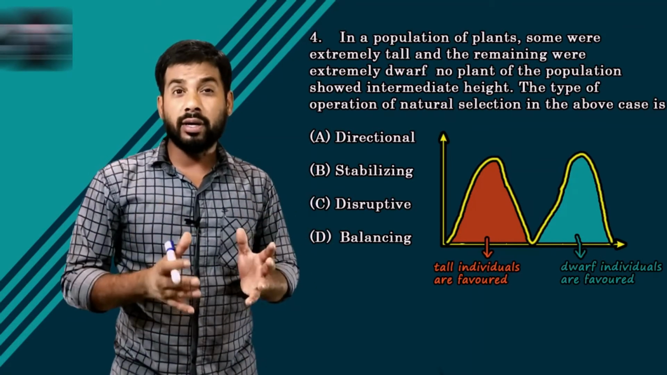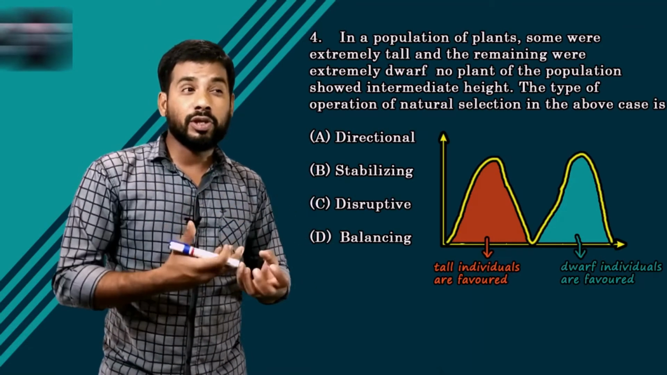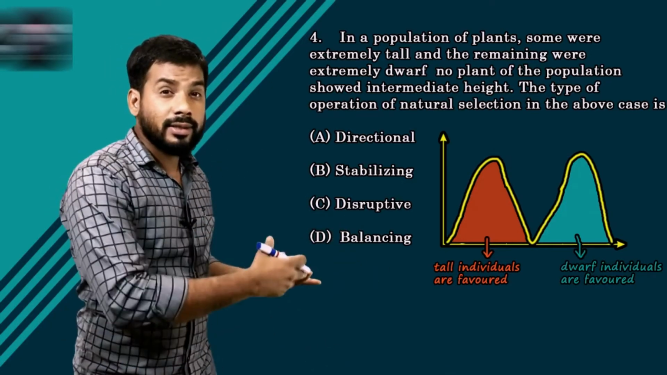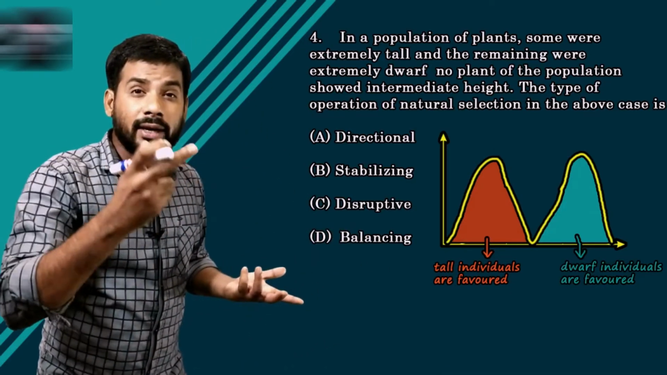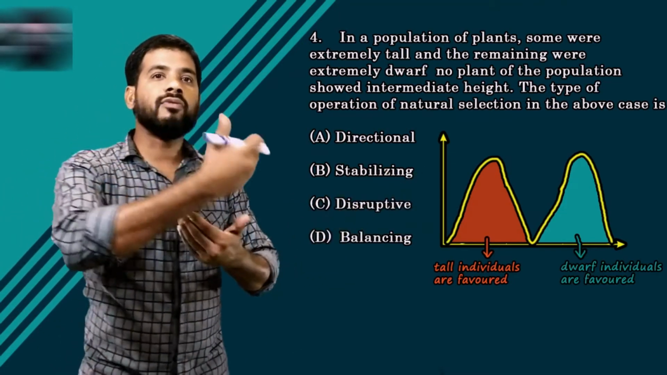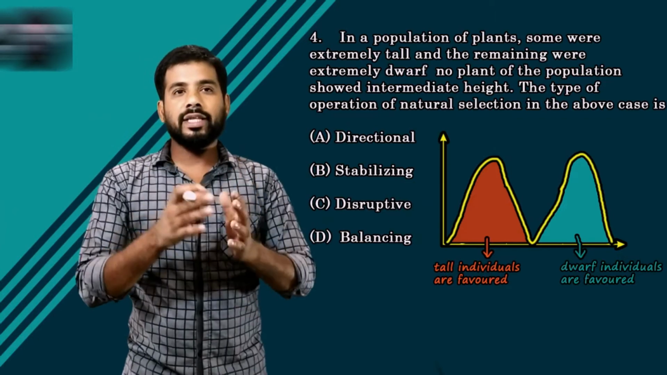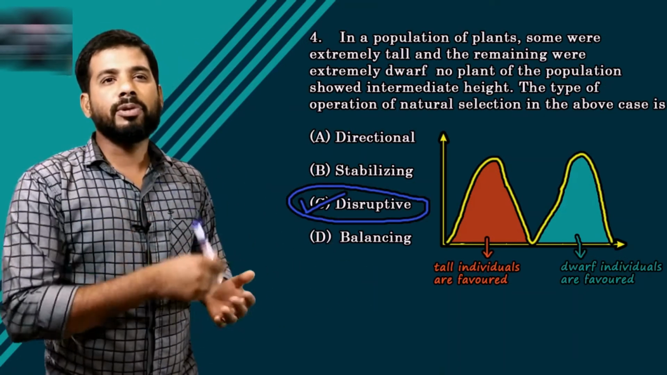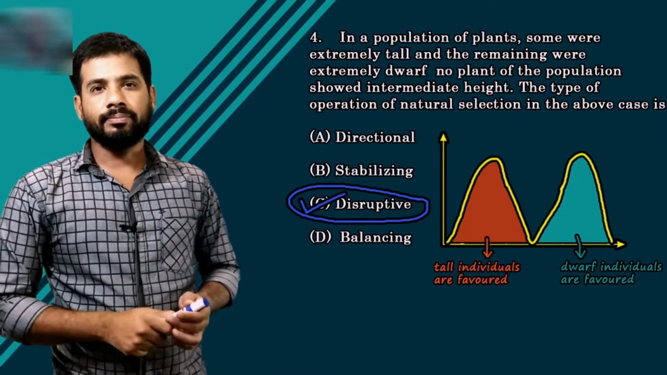So this is what is called disruptive selection. Why? Because the curve shape has become disrupted, and this is the natural selection that is mainly helpful for the formation of 2 different species from 1 species. So for this question, you can directly write the answer: disruptive selection is the right answer.